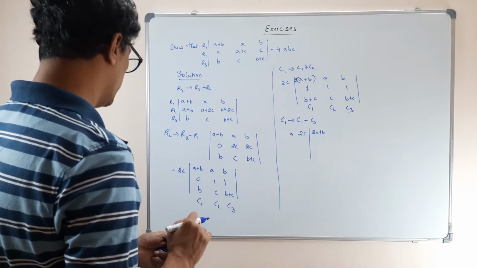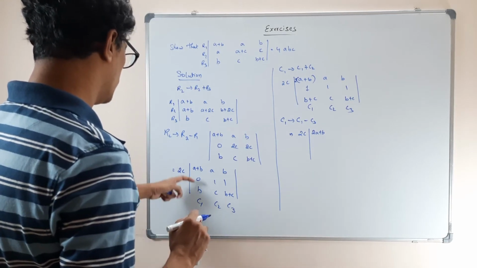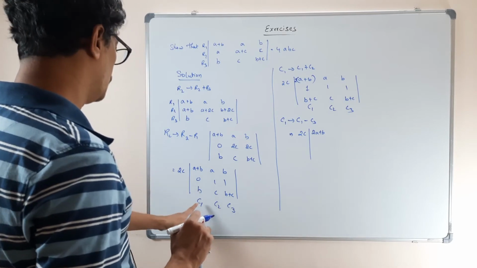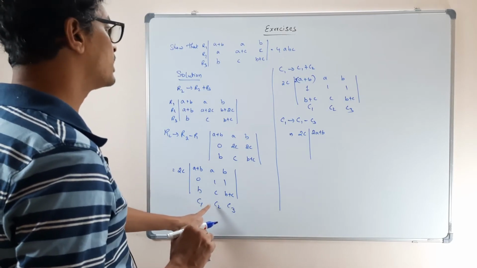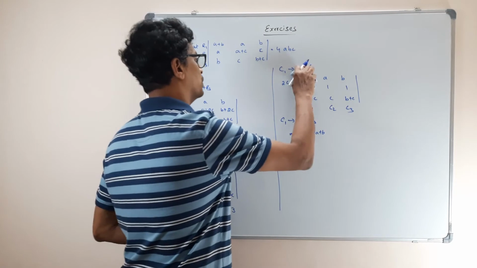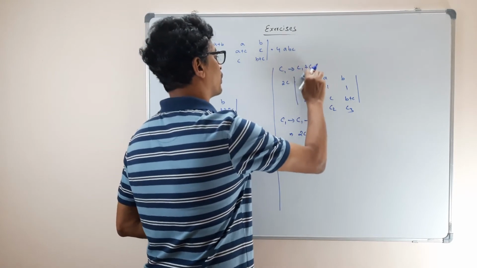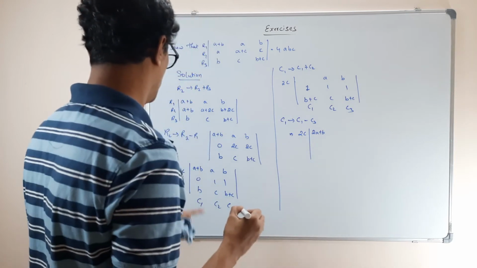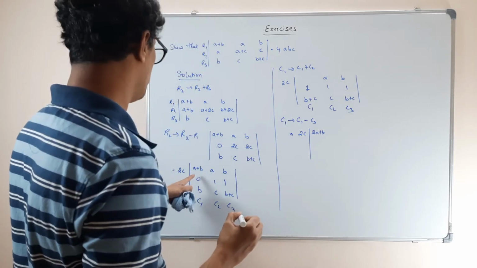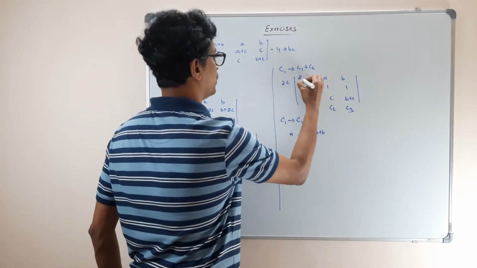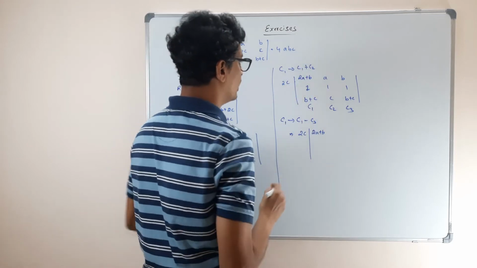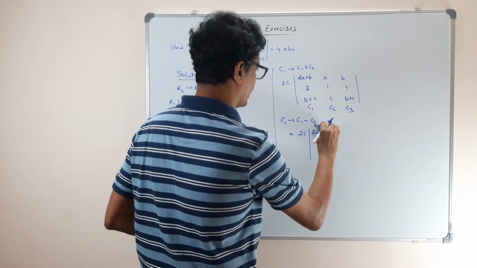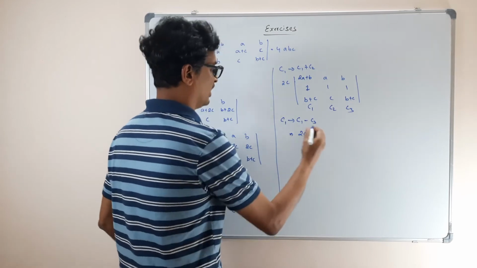I made a mistake there, because it's C1 plus C2. C2 is only A. Oh, C1 plus C2, right? C plus B. Okay. So this is C1 plus C2, 2A plus B, correct? Then when I do this, it becomes 2A only. Am I right? Yeah, correct.